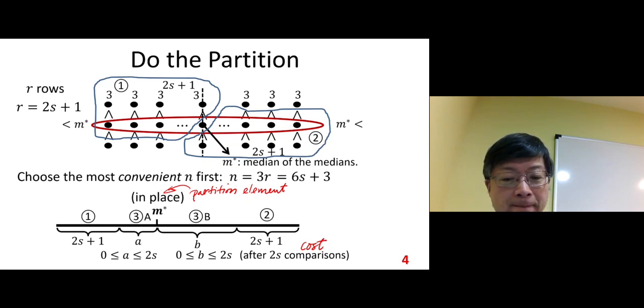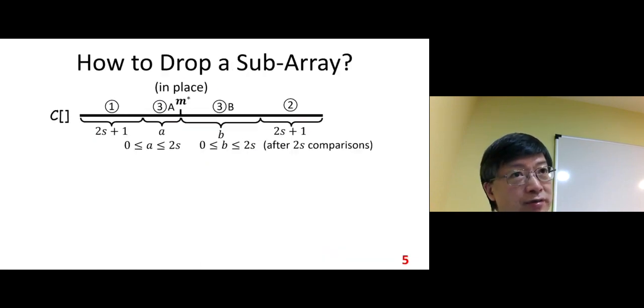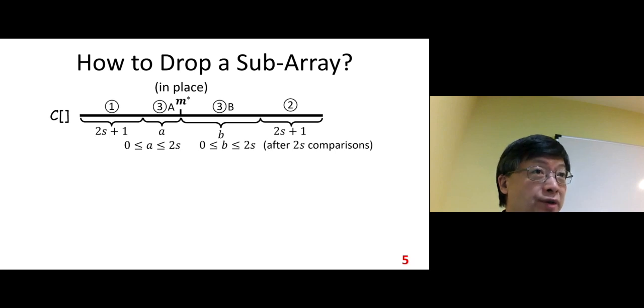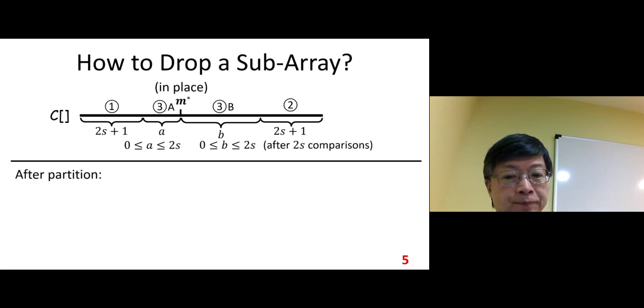Now, after the partition, what should we do next? Now we get a partition. What should we do next? How to drop a subarray. Now we can drop one of the 2 subarrays. So let's see that detail. How do we determine which subarray we can drop?